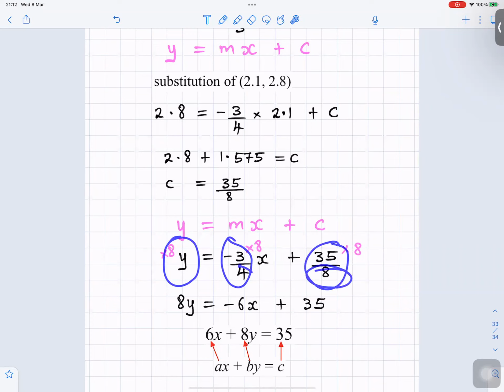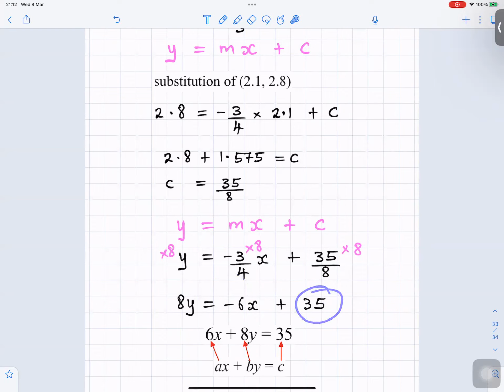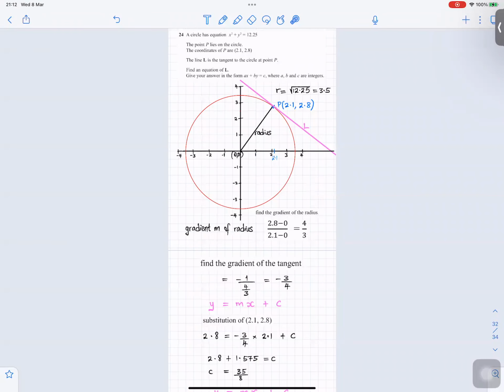To get rid of this 8 in the denominator, we multiply everything by 8. So we got 8y, 8 divided by 4 is 2, 2 times 3 is 6, so minus 6x there. This 8 will cancel, you're left with 35. So we can put everything to one side. We can take the minus 6x to the left, it becomes plus 6x, and leave the 35 on the right. So 6x plus 8y equals 35. So that means A is 6, B is 8, and C is 35. So that's question 24.